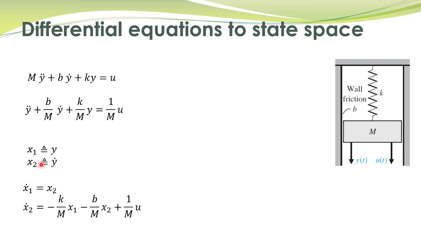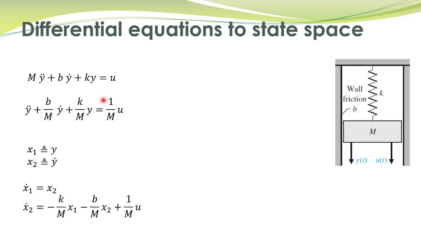And with these definitions, x1 dot is obviously equal to x2. x1 dot will be equal to y dot, and y dot is equal to x2. So x1 dot is equal to x2. And what will be x2 dot? x2 dot will be equal to y double dot, and an expression for y double dot can be easily obtained from this equation.